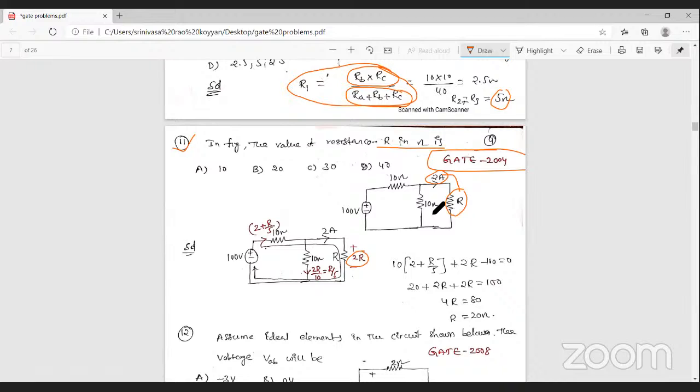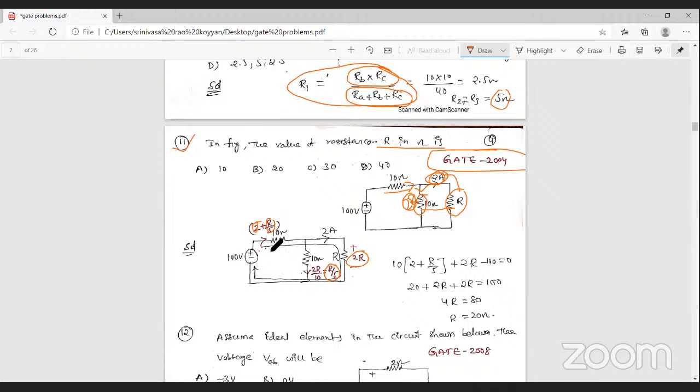This 2R voltage is parallel with this 10 ohm resistance. Then what is the voltage here also? 2R voltage. Then what is the current? 2R voltage by 10 ohm resistance, that is equal to current R by 5. Then what is the current path? That is equal to this current plus this current. This current is 2 plus R by 5. So the current passing through the 10 ohm resistance is 2 plus R by 5.